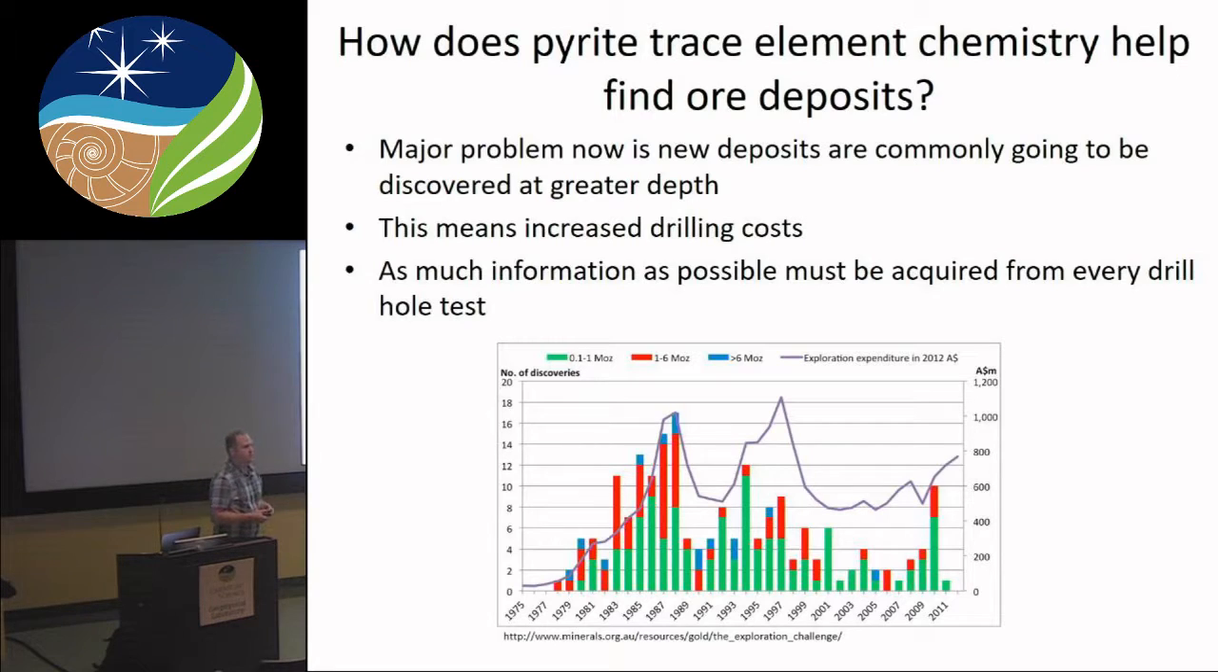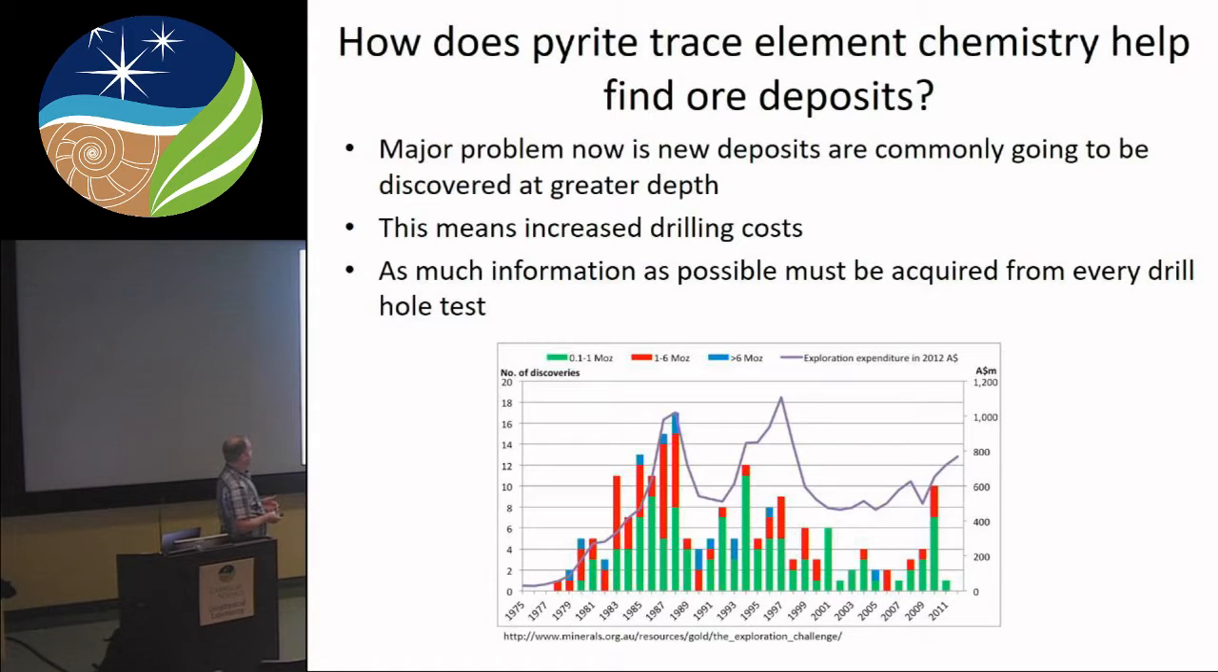exploration for mineral deposits, we would find more mineral deposits. Kind of in the 80s, that decoupled, and we kept spending more money, but we weren't finding that many more deposits. So this is probably because most of the easy surface deposits had been found, and we've got to go deeper to find new deposits, which means increased drilling costs, which means we need to get as much information out of every drill hole as possible.